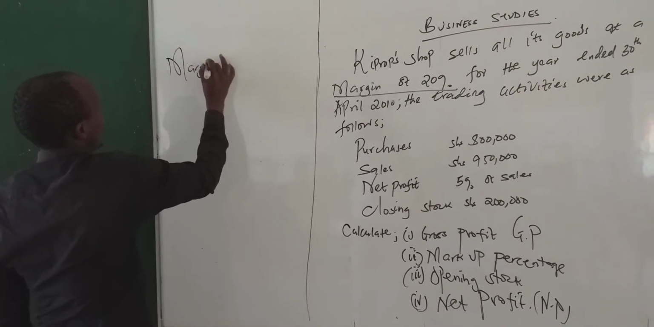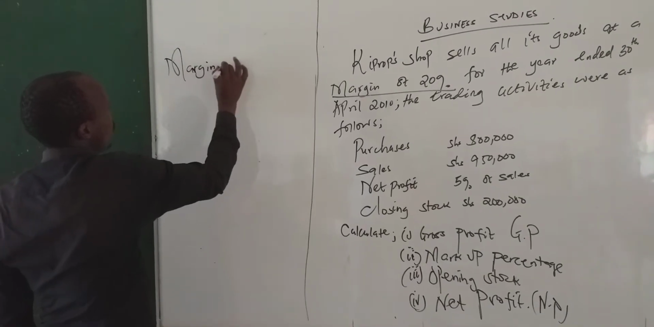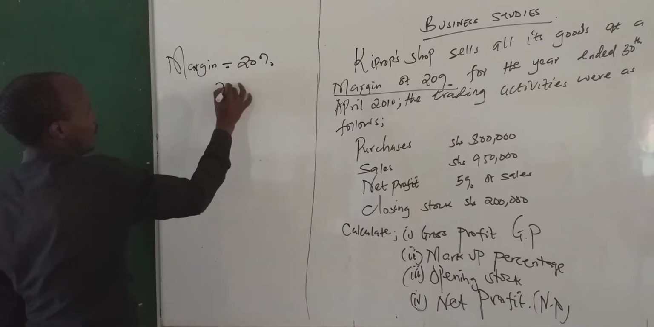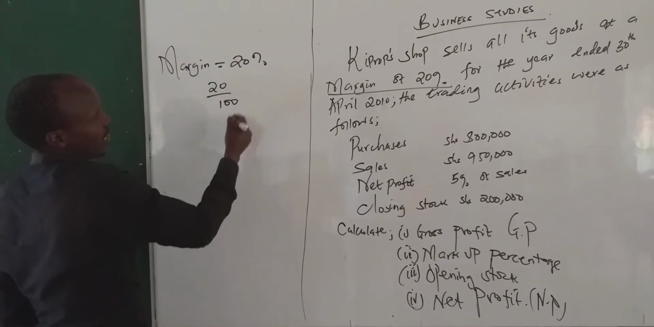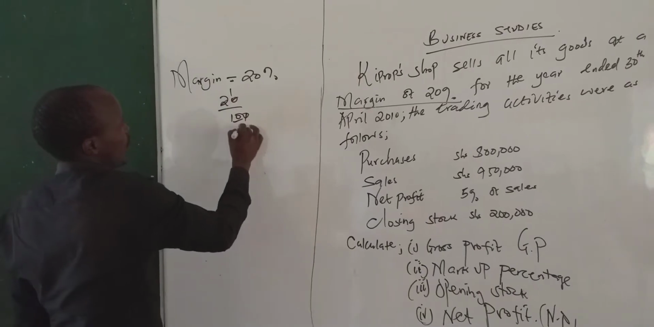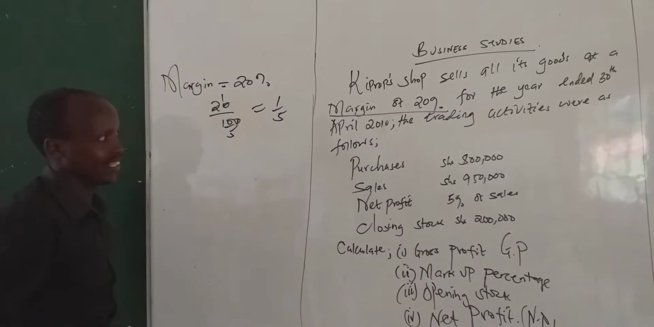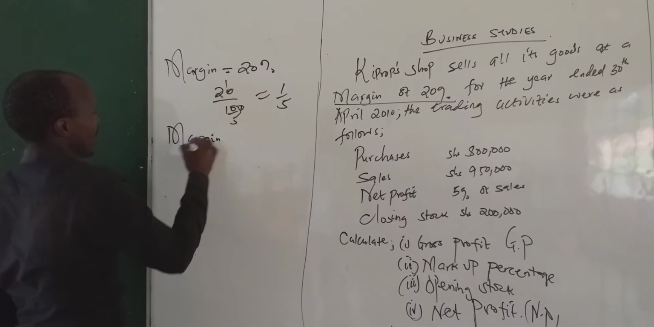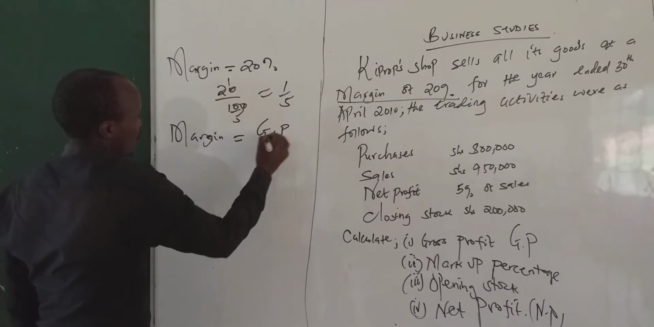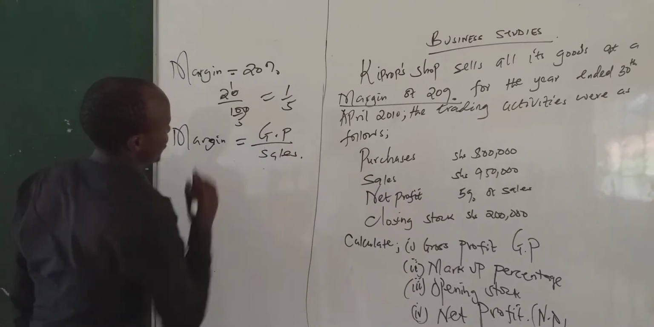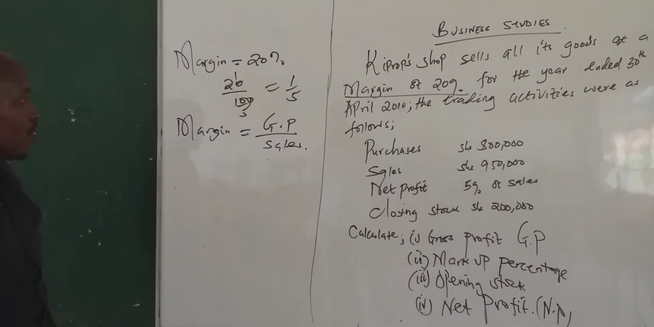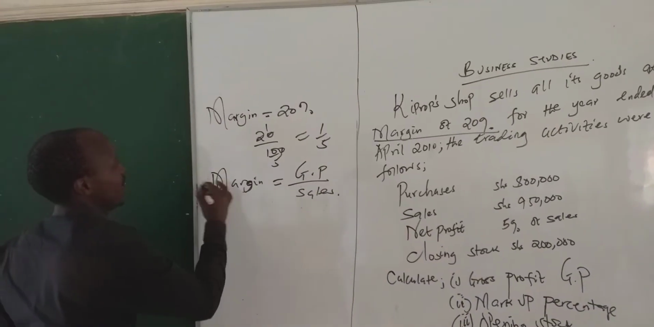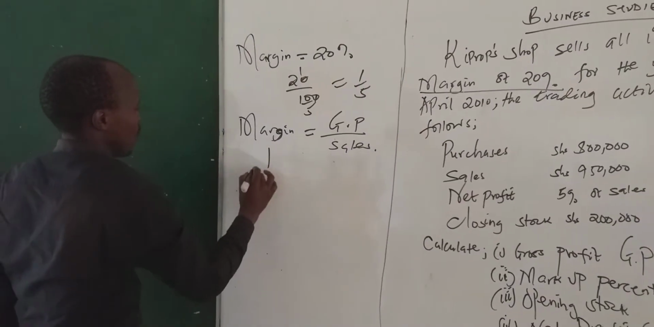Margin. You are given margin to be 20%. What comes to your mind? This one is simply 20 over 100, and as a fraction this will be actually 1 over 5. That is our margin. And the margin, you can still remember, is actually a ratio of gross profit all over sales. Gross profit over sales. So this will assist us to find.